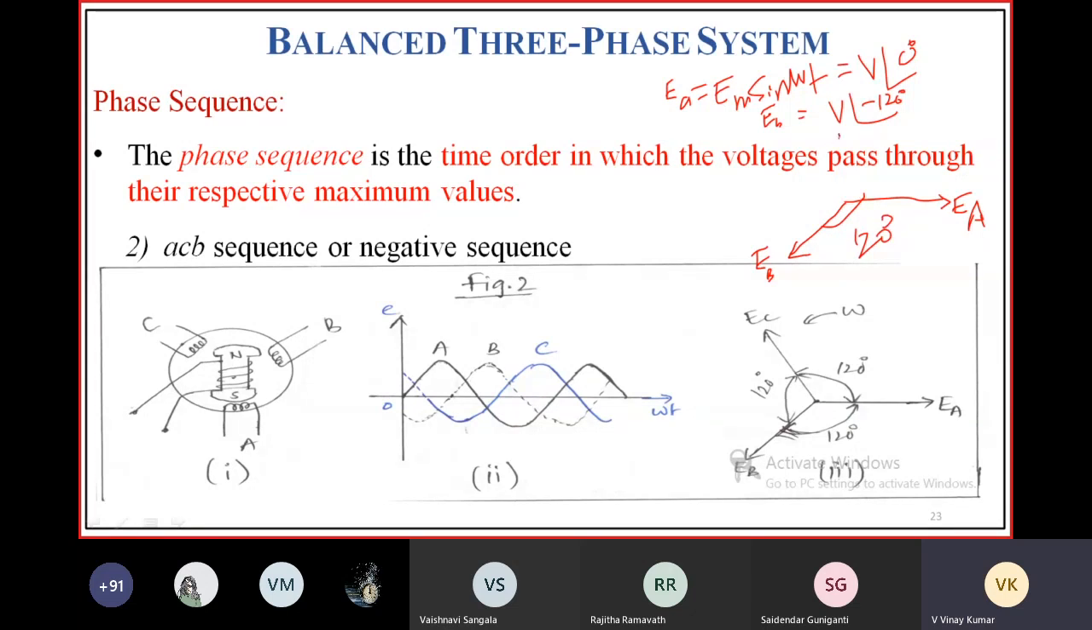EC is E at an angle minus 240 degrees. Minus 240 degrees means what is the phase displacement between EB and EC? Between EB and EC it is 120 degrees. EC lags EB by an angle 120 degrees. So we can draw EC like this. The angle between these two is 120 degrees. The angle between these two is also 120 degrees.